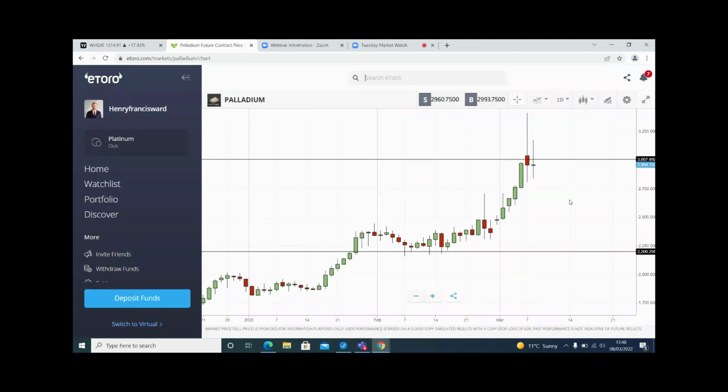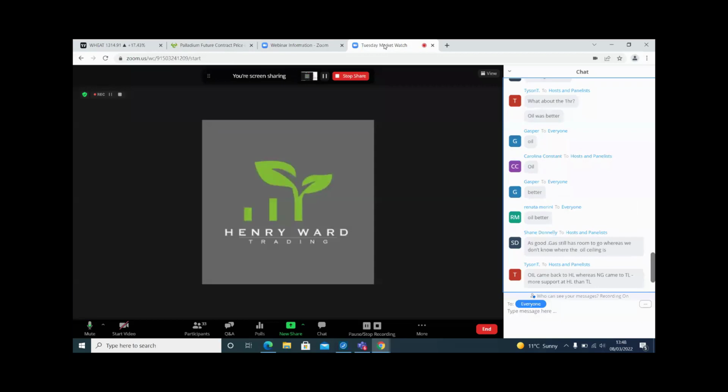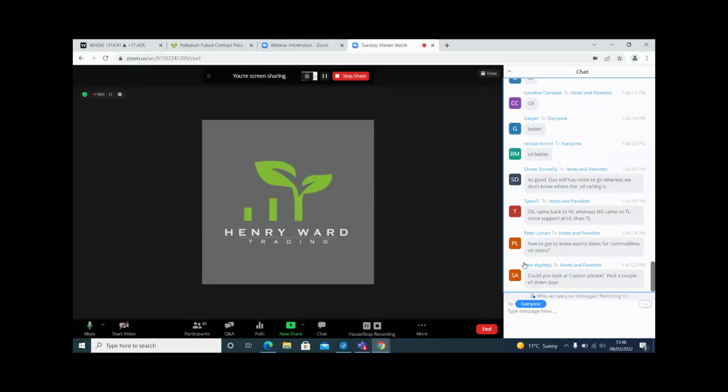Can we trade this at the minute? No, we need some sort of pullback. We need a pullback on these. They're definitely not at a point where we're looking to trade.